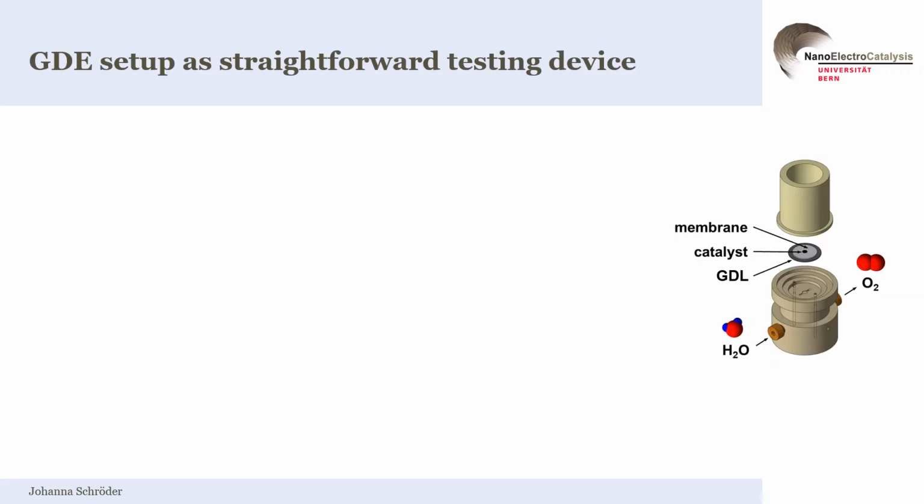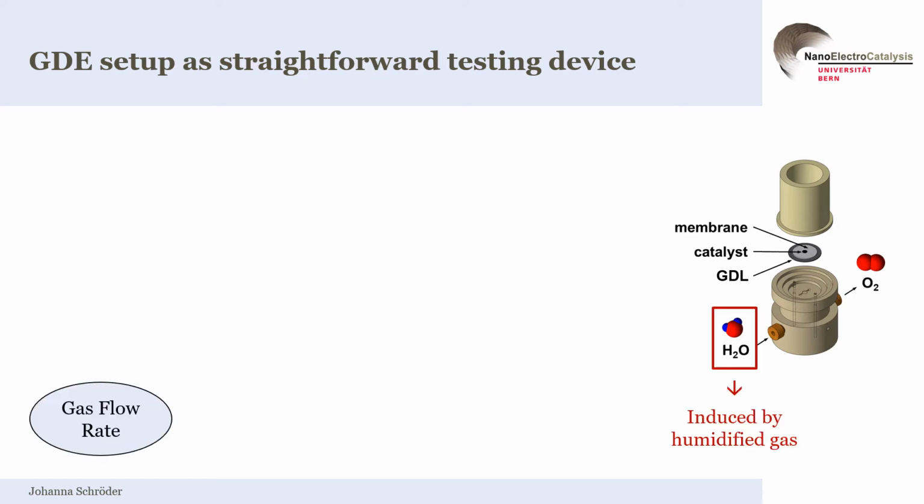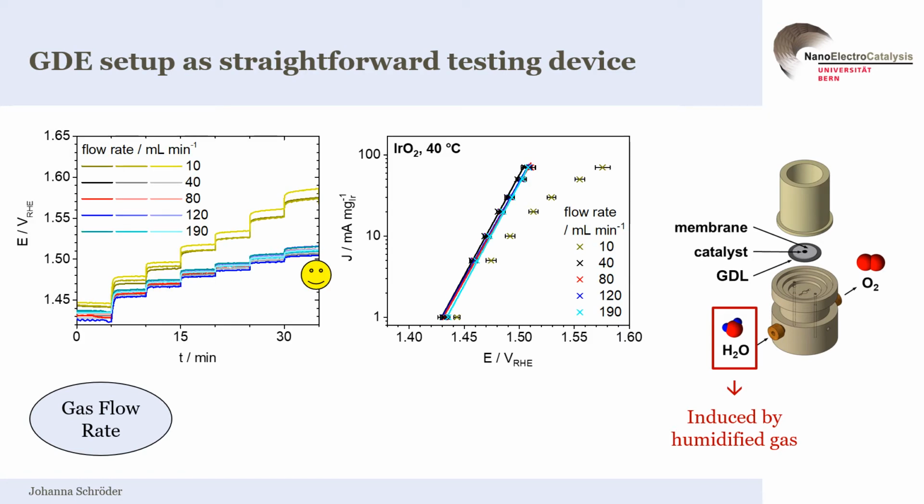I was using an iridium oxide catalyst from Alfa Aesar that we chose as benchmark catalyst, as it's accessible for everyone and used in many studies. The first parameter I was looking at is the gas flow rate, as we are introducing the water that is needed for the oxygen evolution reaction by humidified gas.